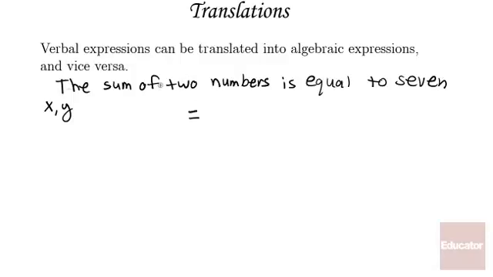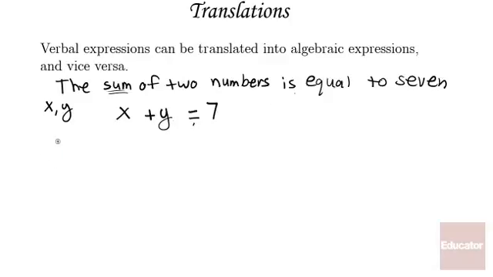I'm going to first deal with one side of the equation. And it says the sum of two numbers. So sum means adding. And my two numbers, which I'm going to call x and y, is equal to 7. And then double check. The sum of two numbers, so x plus y, that works out, is equal to, I have that taken care of, 7.